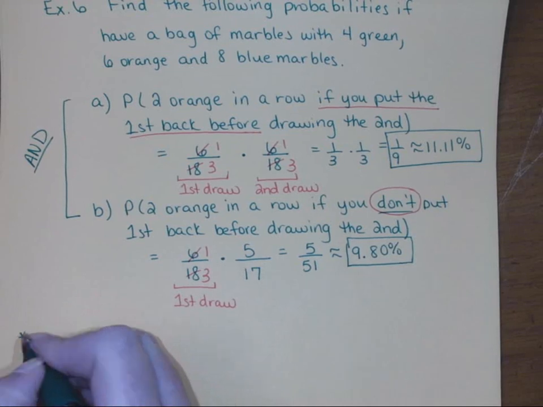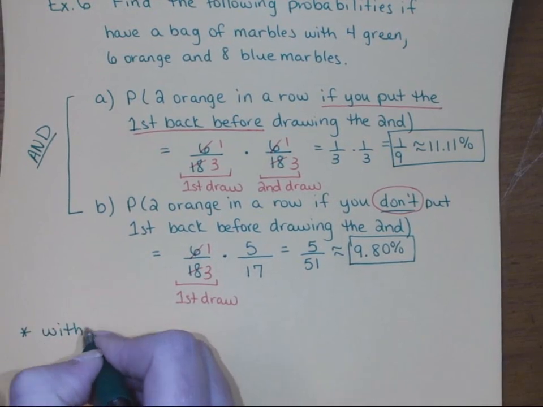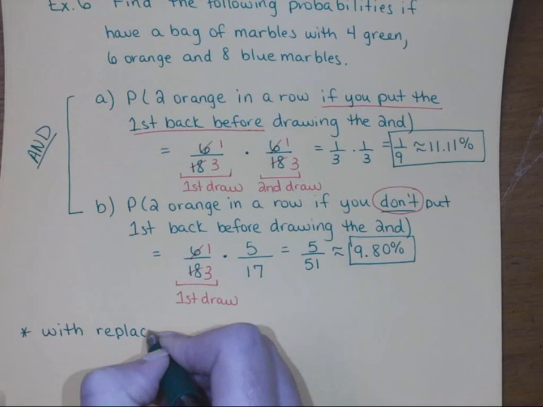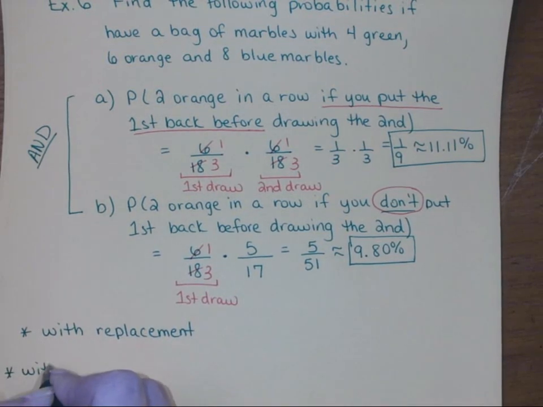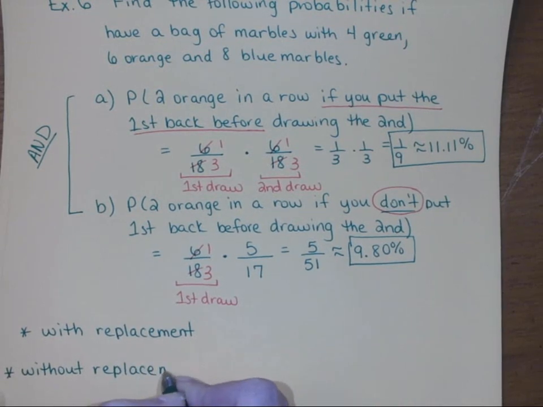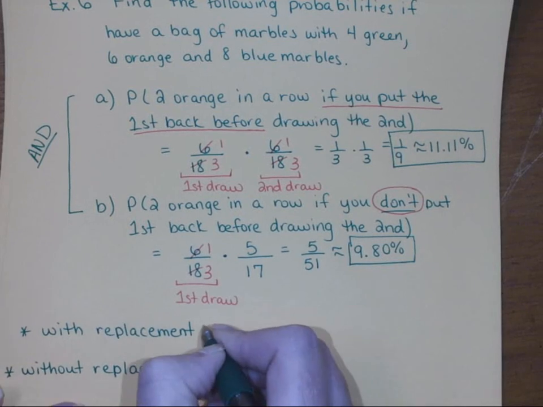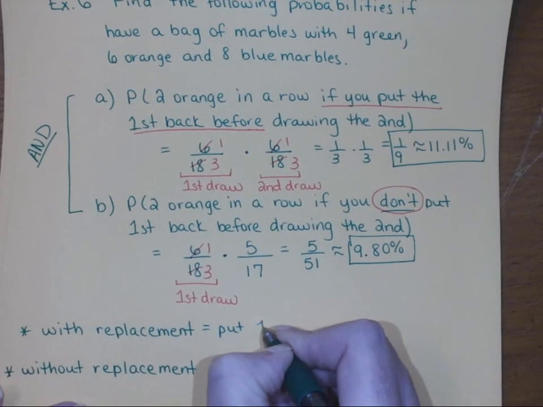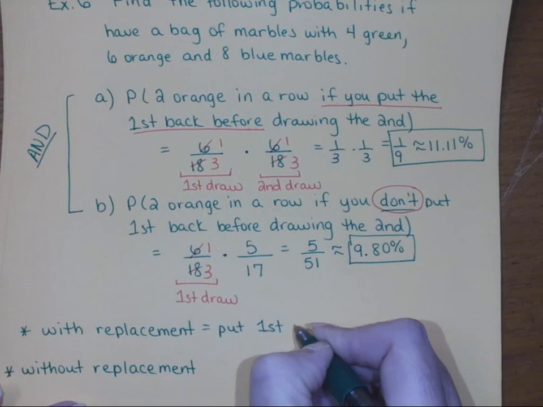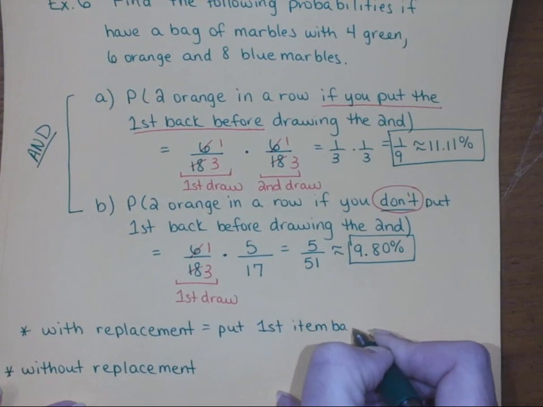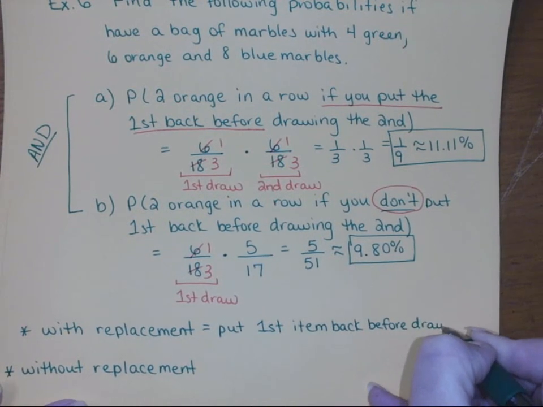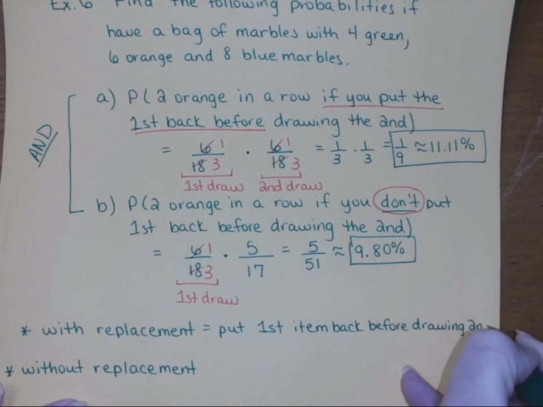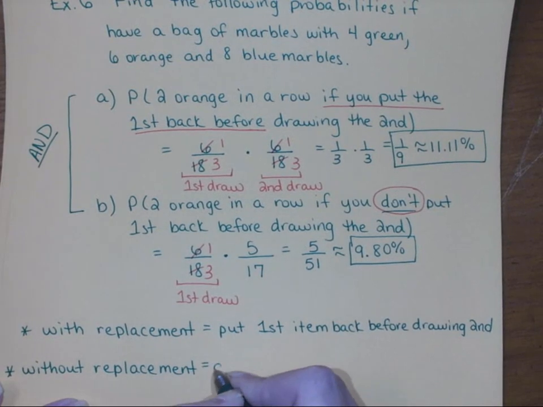So you're going to see some terminology in problems like this and maybe problems with cards. You might see the terminology "with replacement" versus "without replacement." That's just referring to the first item being put back or not, and it does change the probabilities. So with replacement is just like what it sounds like: you put the first item back before drawing the second. And of course, without replacement means you don't put it back.